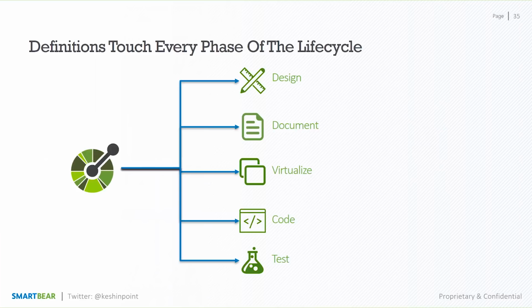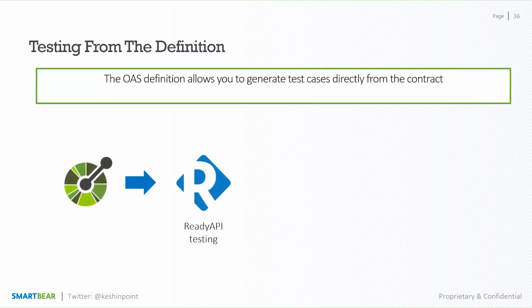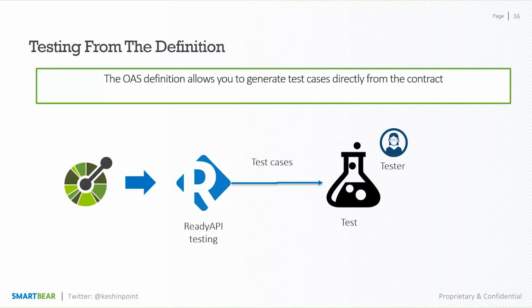And finally, let's touch on the testing phase of the API. So again, from the definition, once you've defined the requests and the responses, you can also generate test cases directly from the contract itself. And when I say contract, I hope people understand that I'm using definition and contract interchangeably. The definition essentially defines what the API is supposed to do. So let's take the example of, once you have the definition in place, you can import that into a testing tool, like for example, ReadyAPI. You can generate your test cases because, again, operations are already defined.